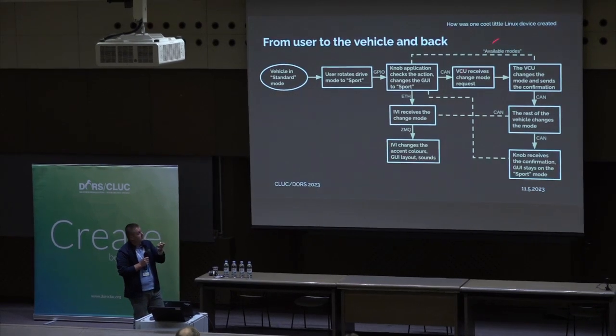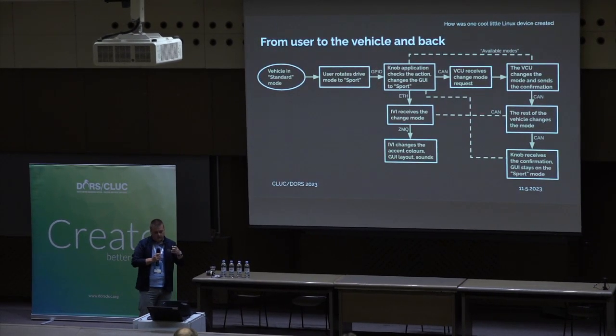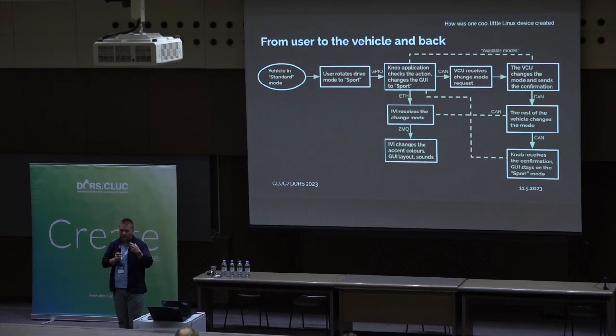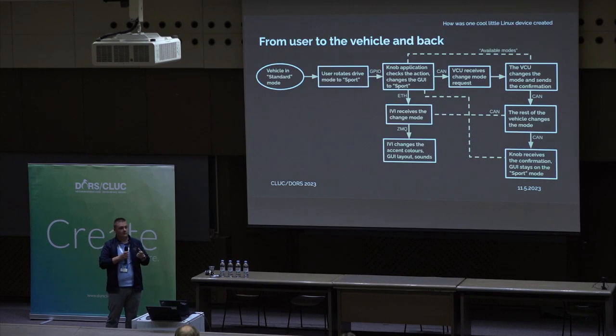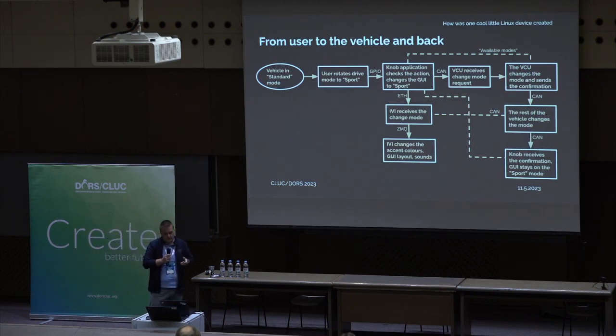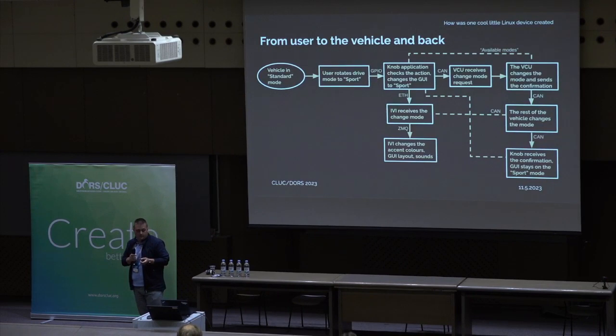You can also see the available modes path, which is refreshing all of the time. The vehicle control unit sends the available modes to the knobs all the time, so we know where we actually can go and what can be done. So the user is always aware of what he can or cannot do with the car.